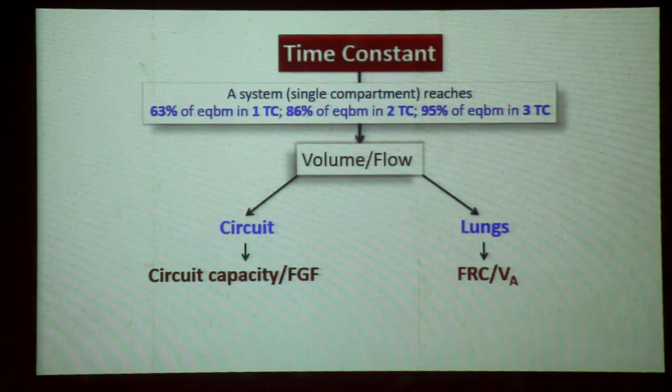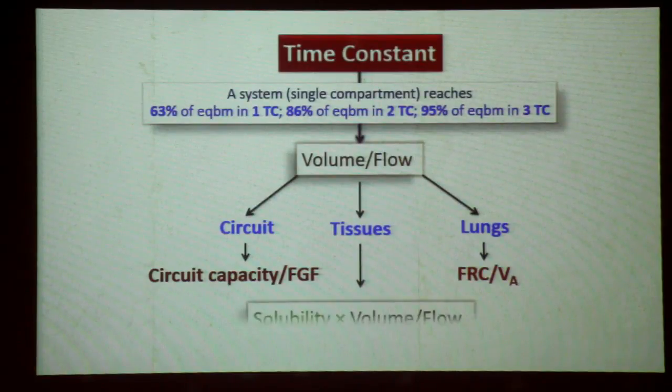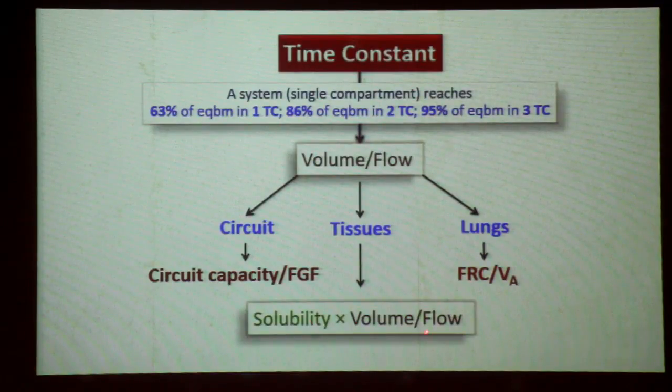Now what we are concerned about is the time constant in the brain. Finally, we want to know how much time it will take for the alveolar concentration to match the brain concentration, right? So for tissues, apart from volume and flow, you also need to consider the solubility of the agent. So if you multiply the solubility into the time constant, you will know what the time constant for the brain would be.